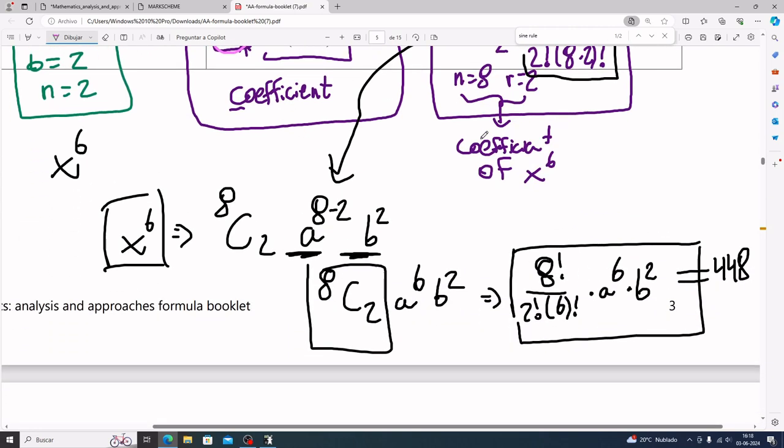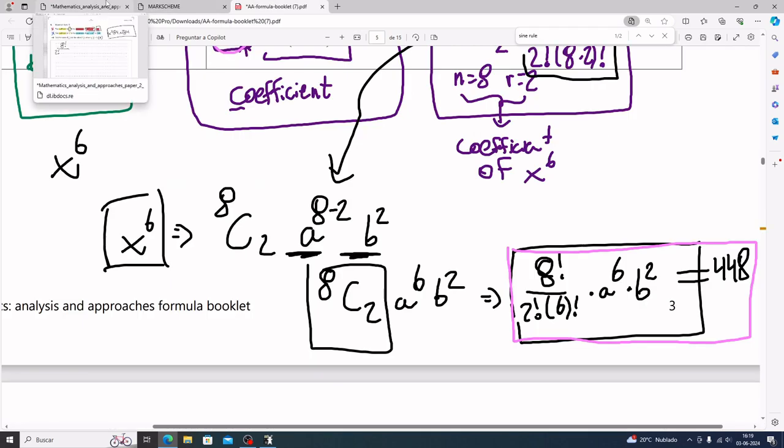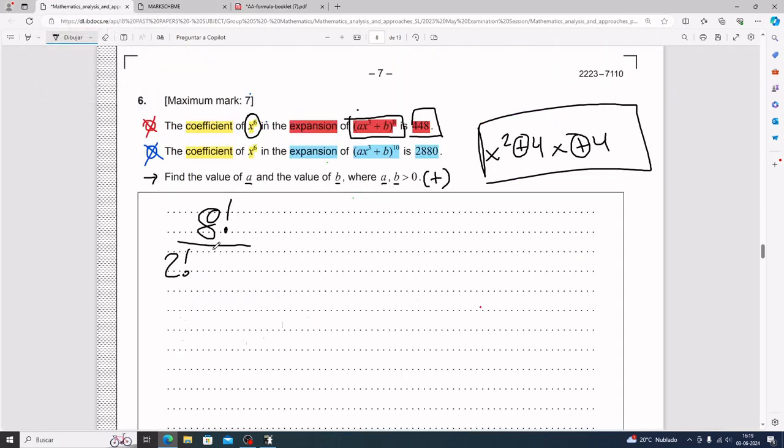So, following that idea, this equals 448, right? So let me put that over here. You have 8 exclamation mark, which is, it's not that exciting. I'm not sure why they put an exclamation mark, but still. So 8 exclamation mark, which is 8 factorial, divided by 2 factorial times 6 factorial times a to the power of 6 times b to the power of 2. And all of this equals 448 because all of this is a coefficient of x to the power of 6. See? All right.